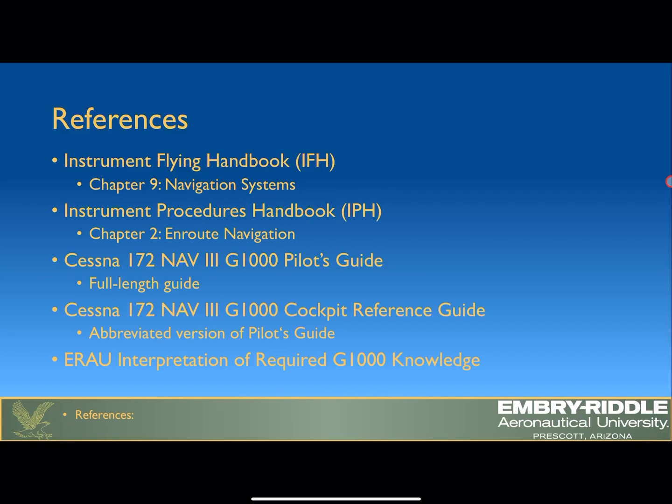Here are the references for today. We're going to be out of the Instrument Flying Handbook. It's kind of your bread and butter for the course. Chapter 9, Navigation Systems. The Instrument Procedures Handbook, also a great resource. Chapter 2, En route navigation. As well as the Cessna 172 NAV III G1000 Pilot's Guide and the Cockpit Reference Guide for the G1000, as well as the ERAU interpretation of required G1000 knowledge. Again, these navigation systems are coming through our G1000, so that's why we will be referencing those from time to time.